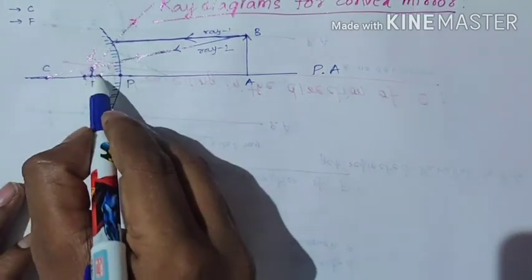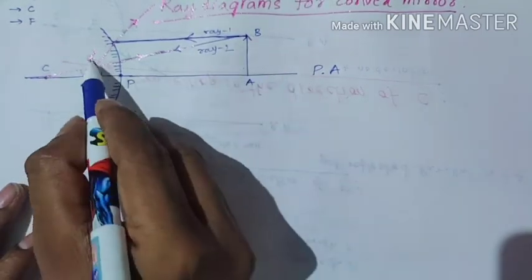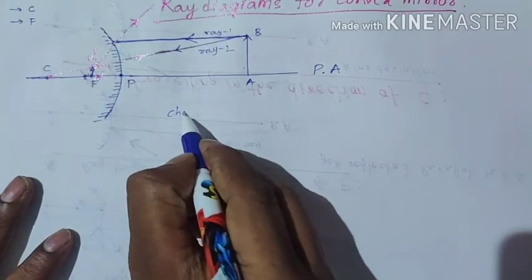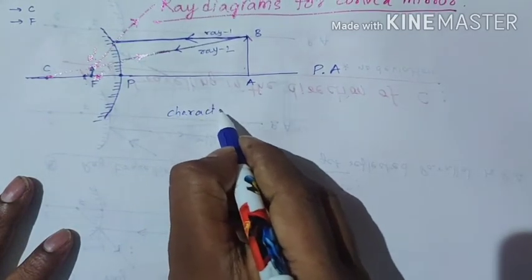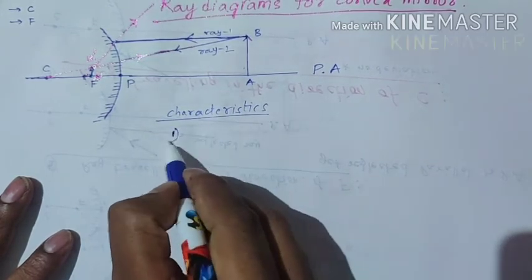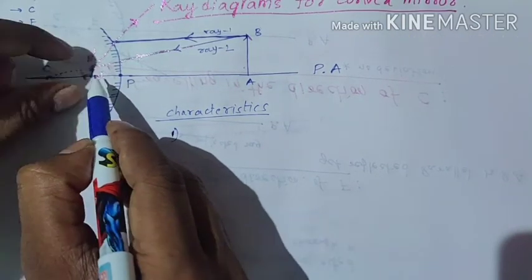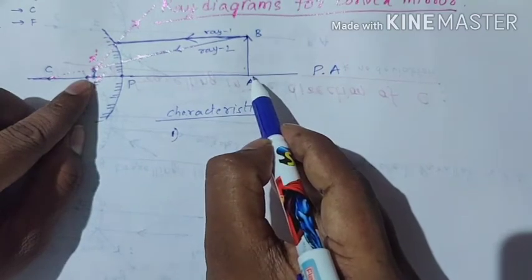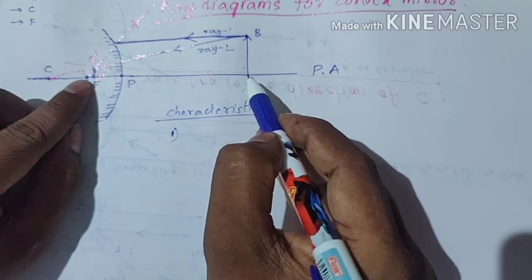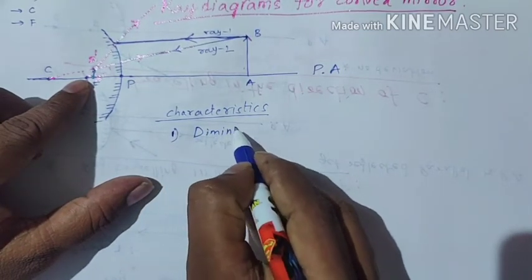Okay, now see, A dash B dash is the image of this AB. AB is the object, A dash B dash is the image. So now let us write the characteristics of the image formed by the convex mirror. See here, the size of the image is very small compared to the object. So we can say that the image is a diminished image.